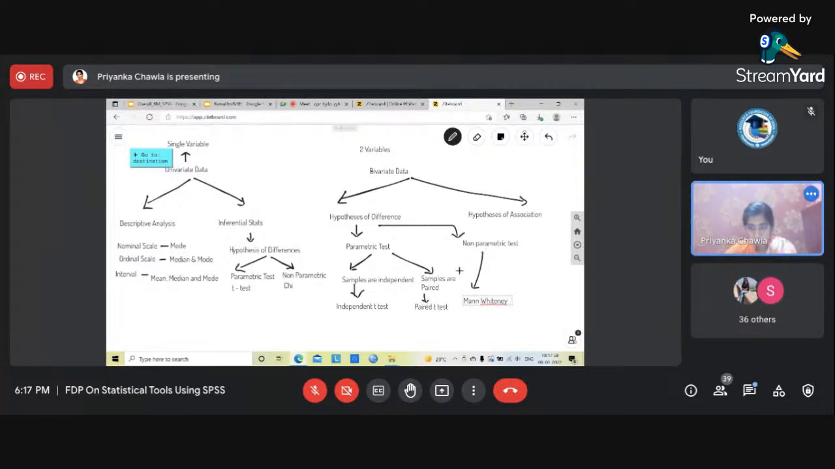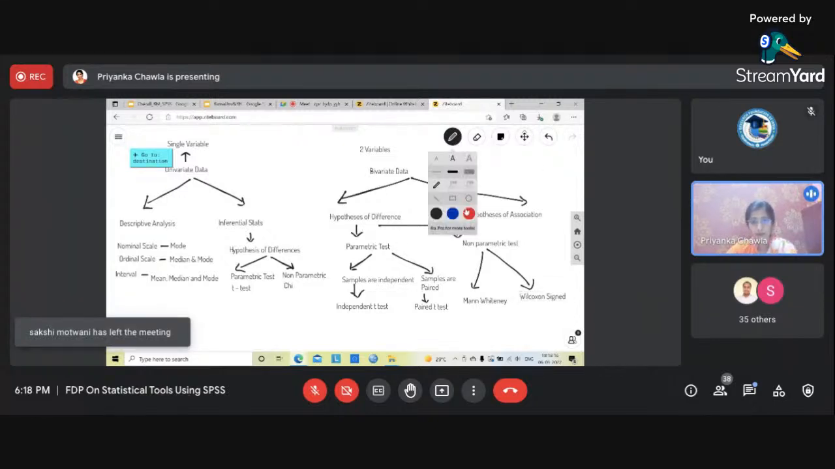Equivalent to paired t-test, which test is to be applied under non-parametric test? Wilcoxon signed rank test. Okay. Wilcoxon signed rank test. Is this clear? Hypothesis of difference is clear?